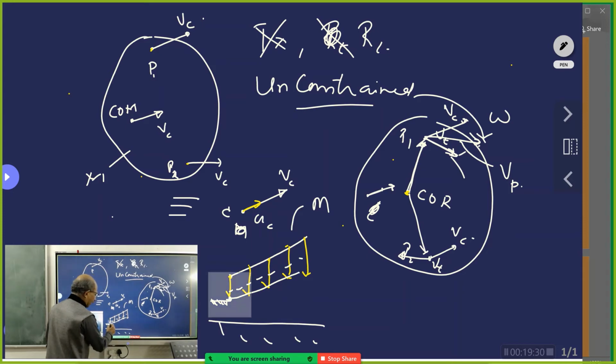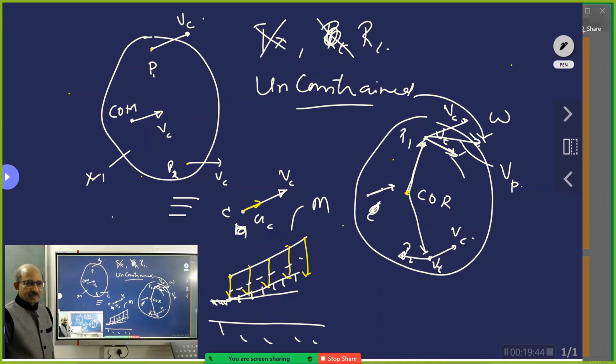So at that moment this point will be at rest, everything else will be in motion. And therefore the angle of the rod will now change, and when the angle of the rod changes, it starts rotating. Now what happens to the rod? It will continue to rotate and also fall. Correct?